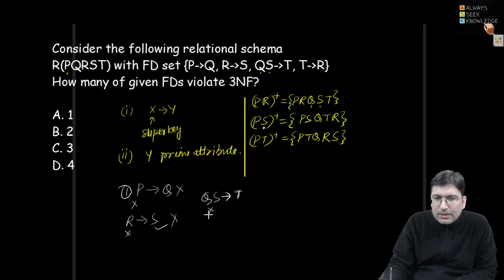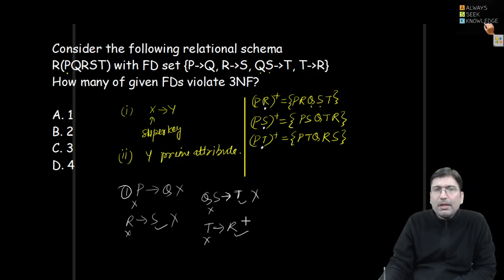QS cannot be the key, but T can be the prime attribute, so it does not violate the condition of 3NF. Then the last functional dependency, T implies R. T cannot be the key, but R can be a prime attribute like this, so that means it does not violate the condition of 3NF.